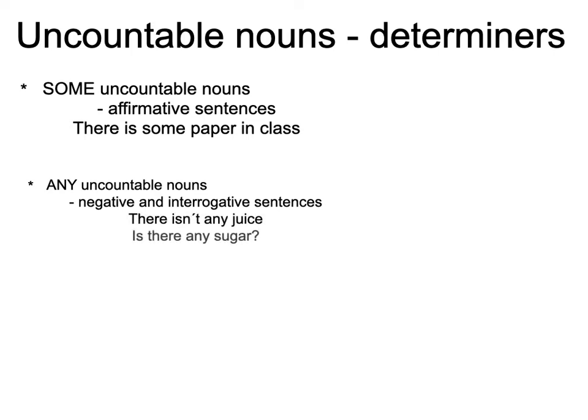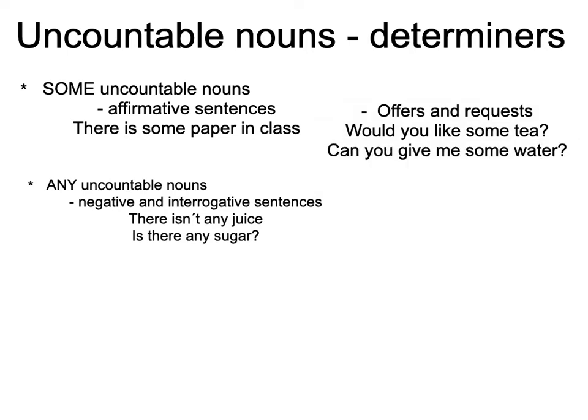There isn't any juice, or is there any sugar? As with the countable nouns, we can use some when we are asking, but only if we are offering or requesting something. Would you like some tea? Can you give me some water? The reason is the same as with the countable nouns. As you can see, the use is the same. The only difference is that as we are having uncountable nouns, the noun after the determinant is singular.